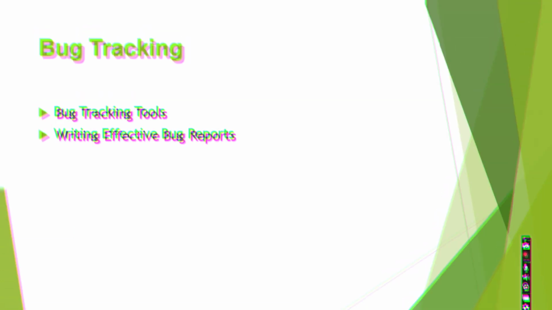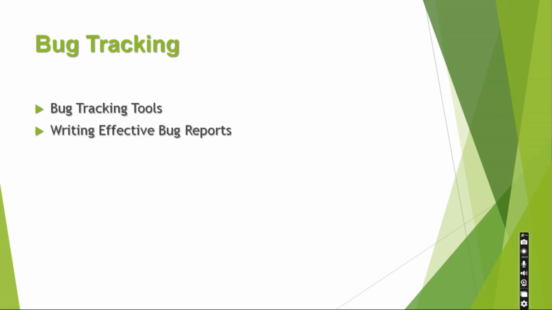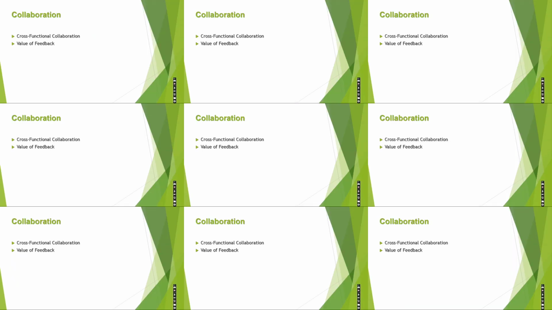Then we'll move to bug tracking tools. Definitely a manual tester should have knowledge of tools which help in tracking bugs, like Jira, which helps testers document defects, assign priorities, and track the status of the bug. Writing effective bug reports, like a clear, concise bug report with steps to reproduce and expected outcomes, facilitates faster issue resolution. Definitely.